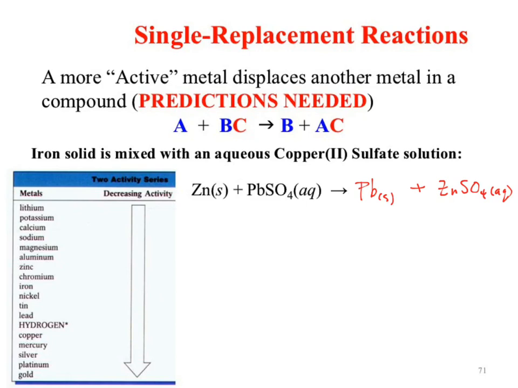And there we go. I now want to decide, did that reaction occur? Well, here's my list of activity series. Should I look at lithium? Why not? It's not in the equation. It's not relevant. Potassium. Okay, so you get the idea. We need to look for zinc and lead. There they are. Okay, well, zinc is more active than lead.